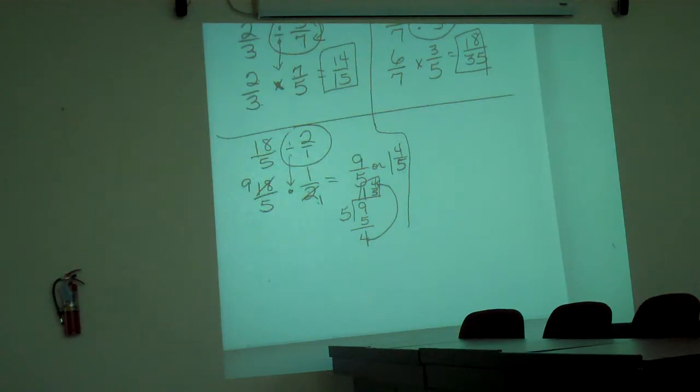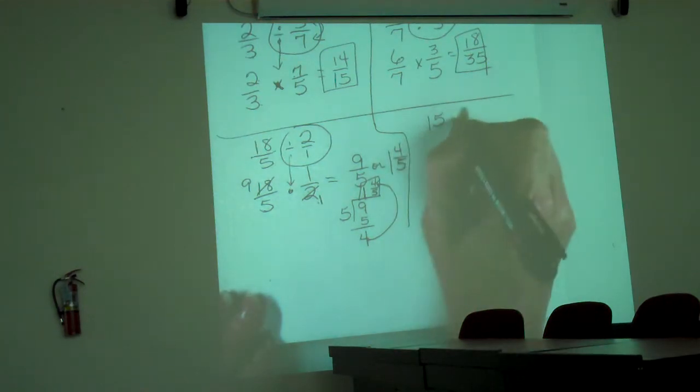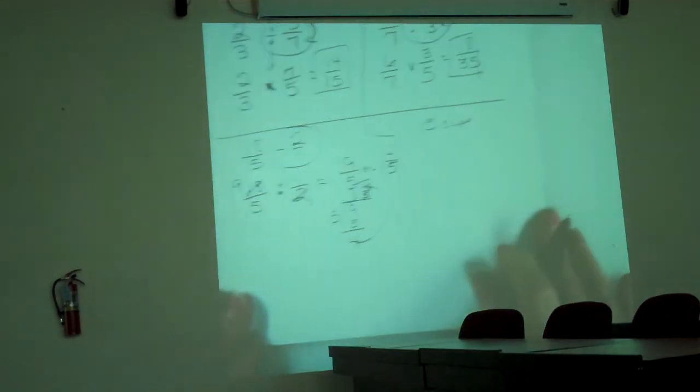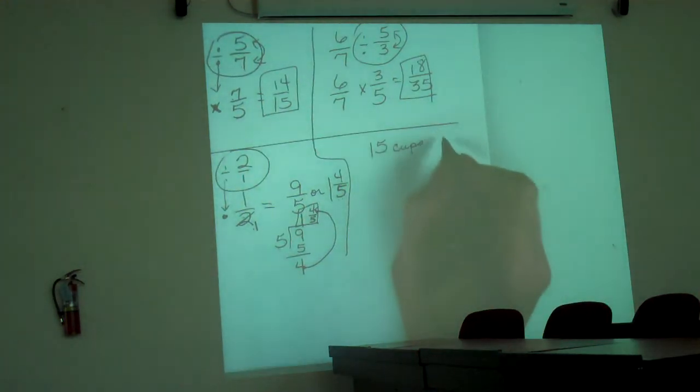Okay, that's dividing by fractions. So you have word problems that have to do with dividing. On most of these, you have a big thing and you're dividing it into parts, where each thing is a part. Like if you had 15 cups of sugar and each recipe took 2/3 of a cup.